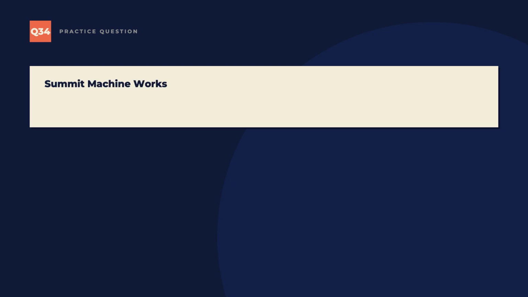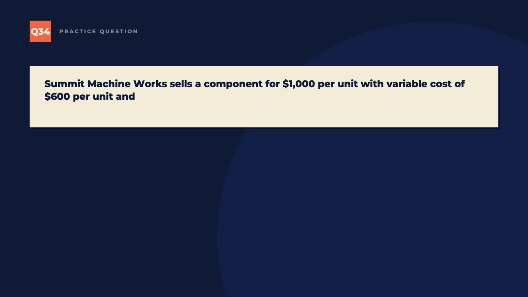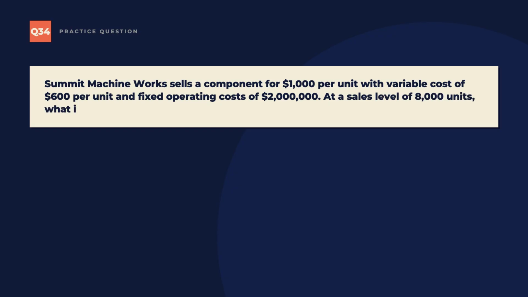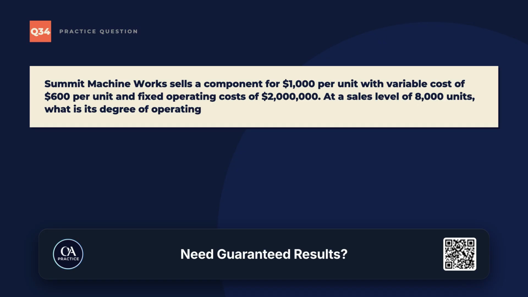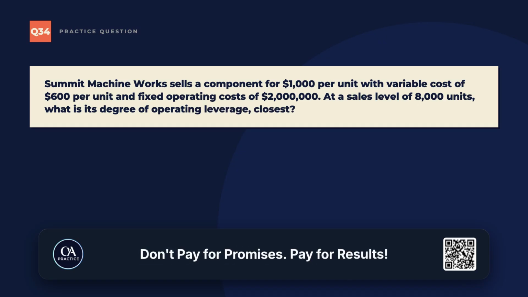Question 34. Summit Machine Works sells a component for $1,000 per unit with variable cost of $600 per unit and fixed operating costs of $2,000,000. At a sales level of 8,000 units, what is its degree of operating leverage, closest to?